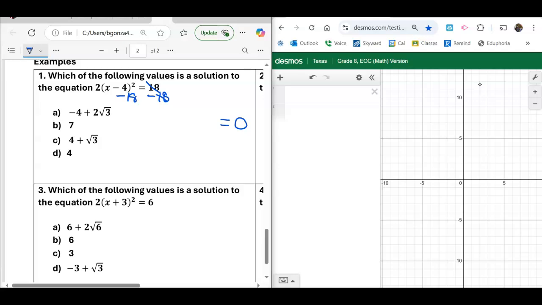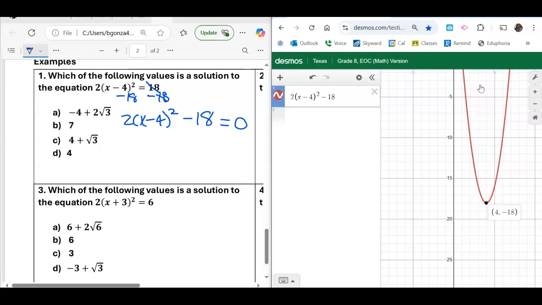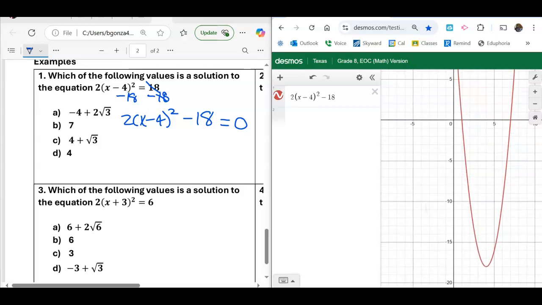And I'm just going to rewrite all this here. 2(x minus 4) squared minus 18. You can leave it like that. It kind of looks complicated, but you can leave it like that. Everyone looking up here? If you leave it like that, that's fine. Just type it in with x. No equals 0. 2 parentheses x minus 4 squared minus 18. Now, by the way, remember the vertex form? Positive 4, minus 18. Hey, the vertex form works, right?